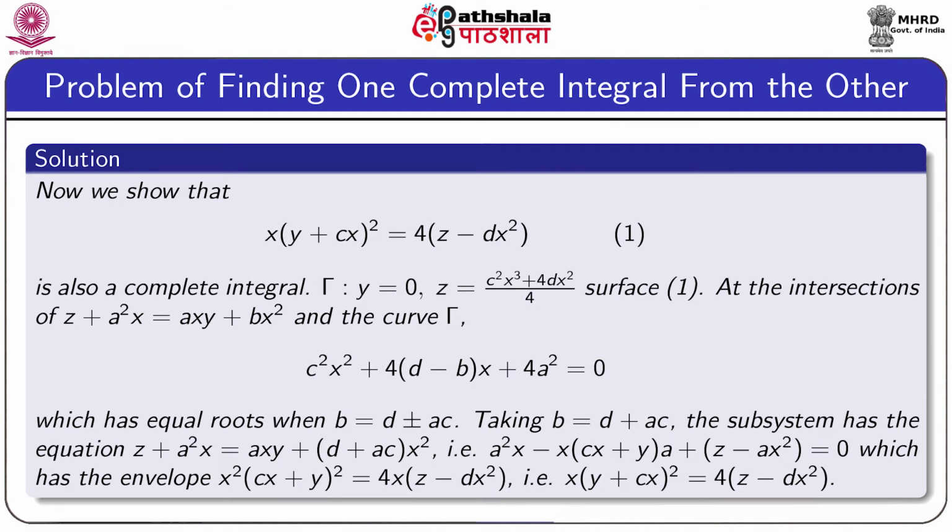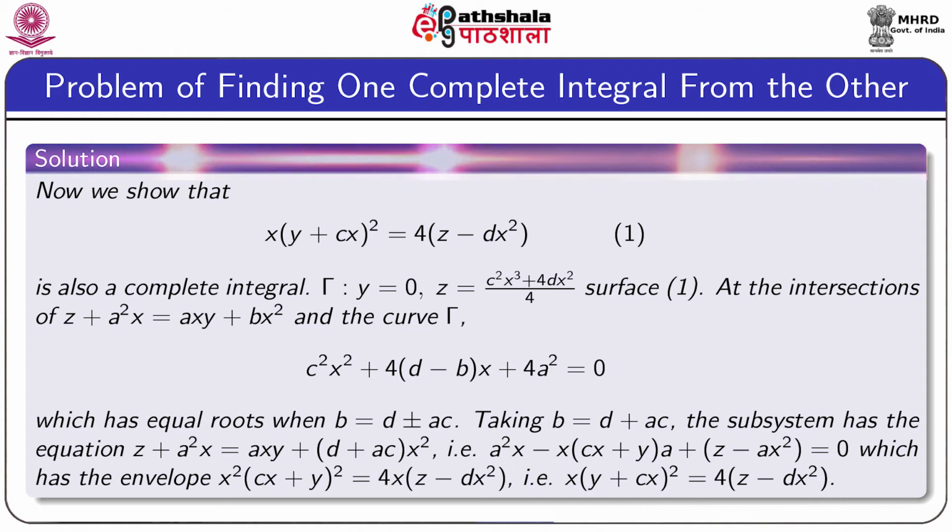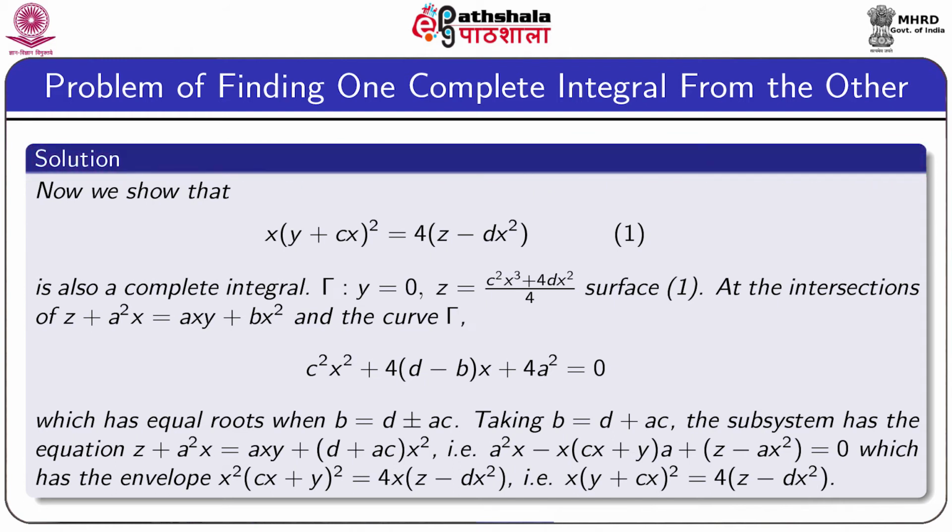Now we shall show that there is another complete integral which is in the form given in equation 1. Now consider a curve gamma which lies in the integral surface, or in the surface 1. From the equation of the surface, if we put y equal to 0, we get the value of z as (c square x cube plus 4 d x square) by 4. So the equation of the curve gamma is written here.